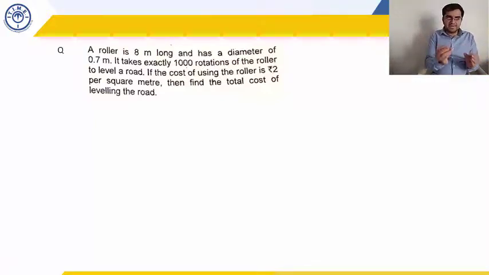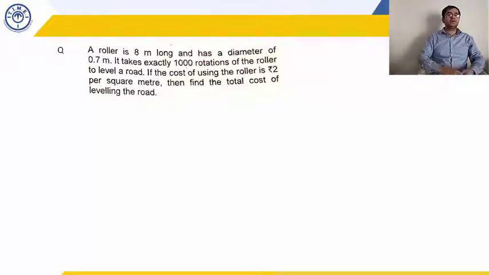It takes that material used for making a road, and then a different machine is used to put that on the road, and then a road roller is used for leveling. So what is the shape of the roller? It takes 1000 rotations to level a road. The cost of using the roller is 2 rupees per square meter. Find the cost of leveling. Please take 30 seconds to solve this question.